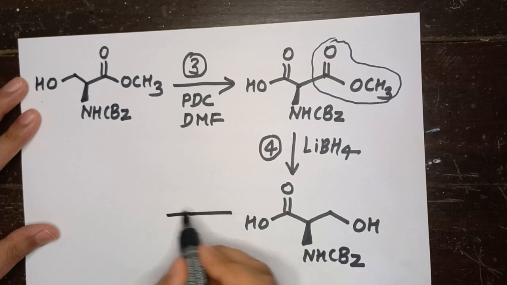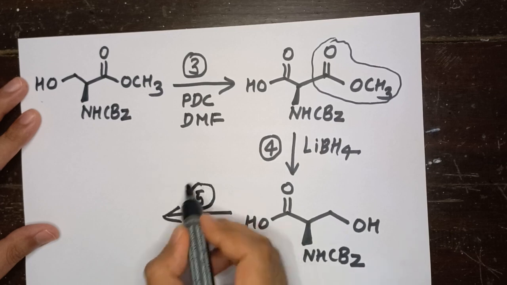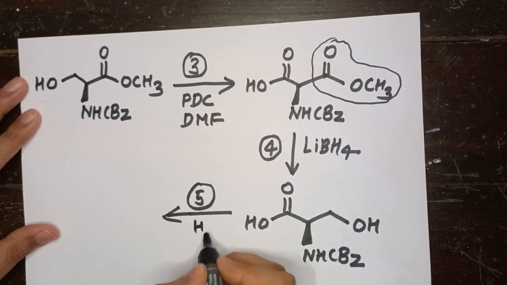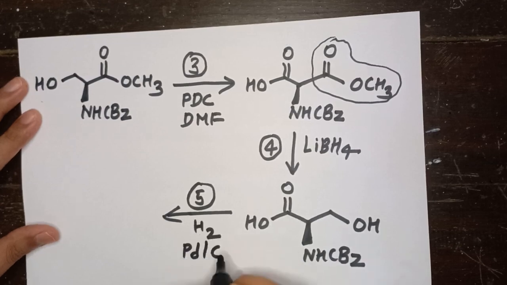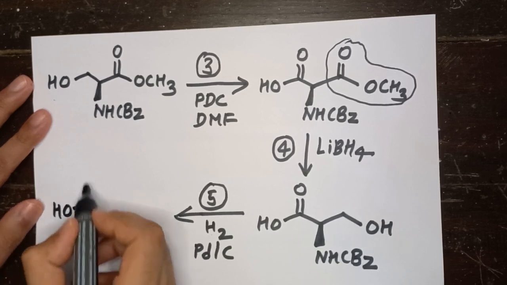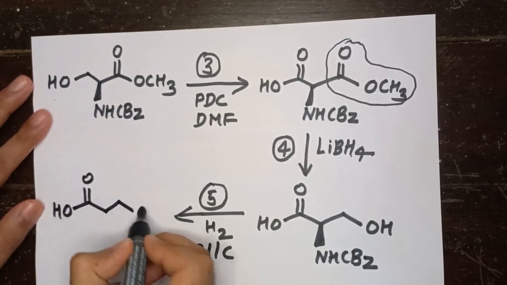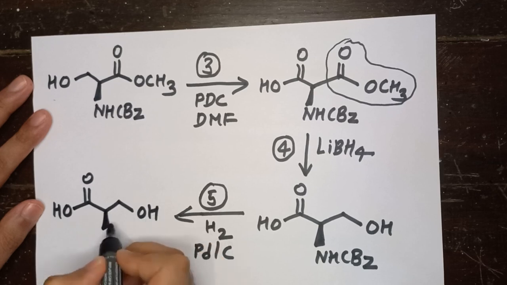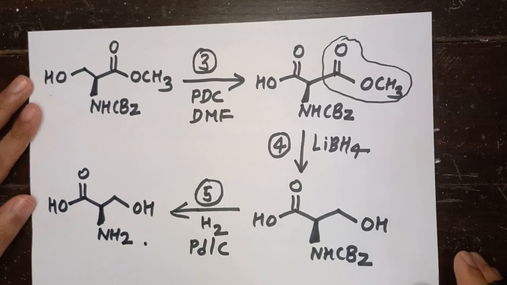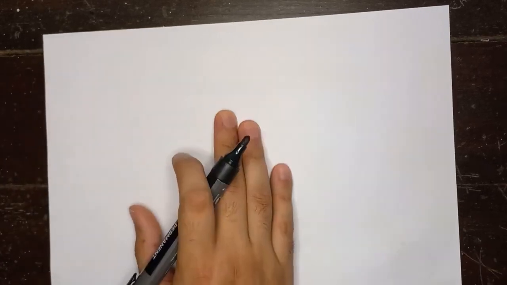And in last step, the fifth step, we are basically getting rid of this CbZ group using hydrogen and palladium supported on carbon, and this is how you can form the final product, R-serine. Okay, now the sixth question.